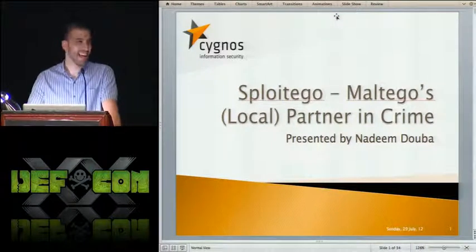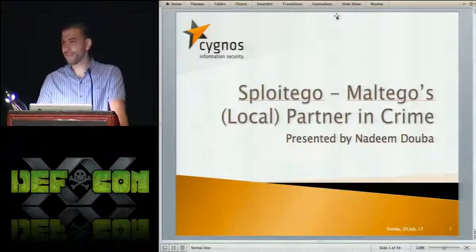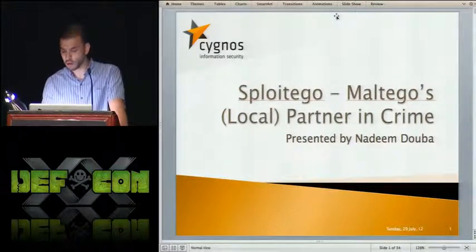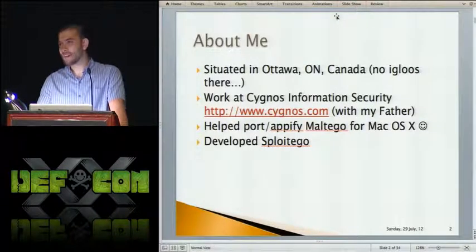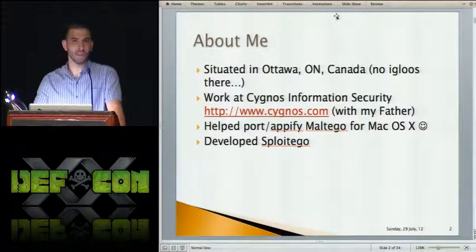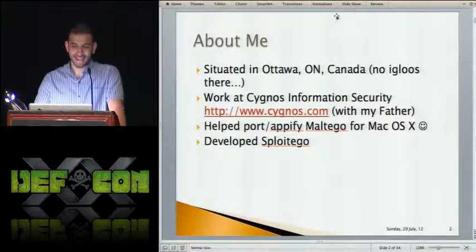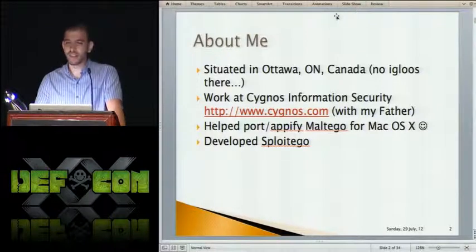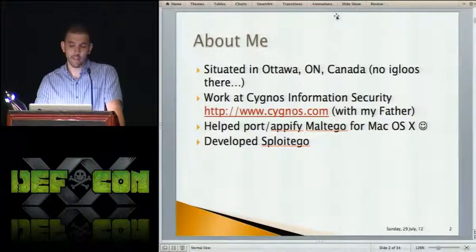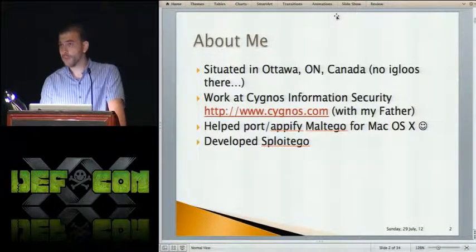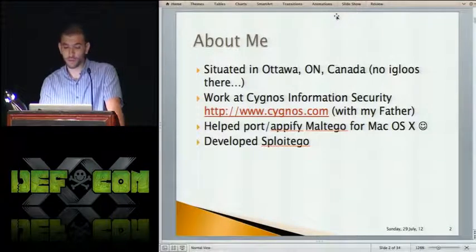My name's Nadeem Douba. I'm going to be presenting Sploitego, Maltego's local partner in crime. Just a little bit about me. I come from Canada. I'm working with my dad at a security firm. I like to think that I taught him security. Don't tell him that. But I also worked with Paterva down in South Africa with Andrew and RT on appifying the Maltego client for Mac OS X. And now I'm here to present some framework for the local transforms in Maltego.